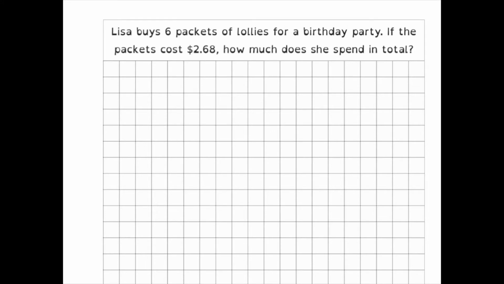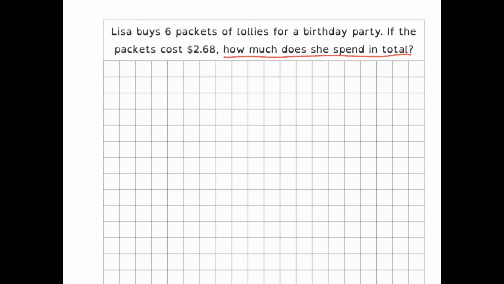Lisa buys 6 packets of lollies for a birthday party. If the packets cost $2.68, how much does she spend in total? So now we're going to read it thinking of our fish strategy. I'm going to underline in red for the F, what is it asking us to find? This problem is asking us to find how much does she spend in total.